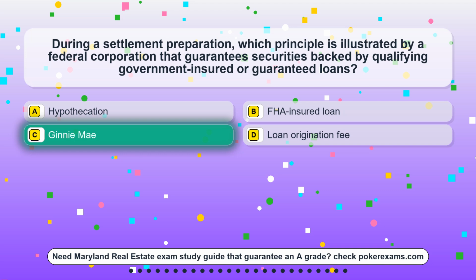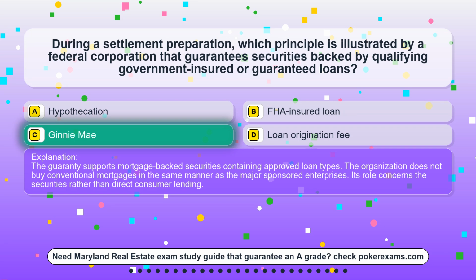The correct answer is option C, Ginnie Mae. The guarantee supports mortgage-backed securities containing approved loan types. The organization does not buy conventional mortgages in the same manner as the major sponsored enterprises. Its role concerns the securities rather than direct consumer lending.